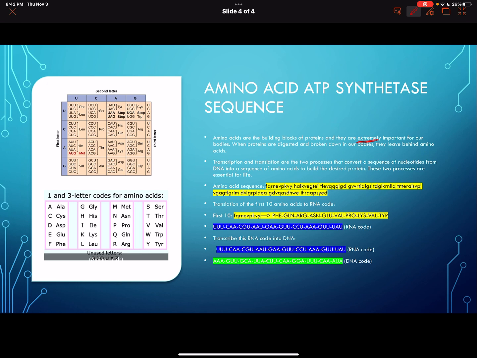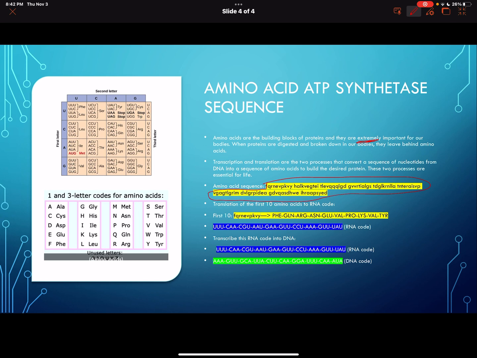Transcription and translation are the two processes that convert a sequence of nucleotides from DNA into a sequence of amino acids to build the desired protein. These two processes are essential for life. So, now that we know what transcription and translation are, we're going to learn how we can translate the first 10 amino acids of ATP synthase. So we want to look at the ATP synthase amino acid sequence, but we're only looking at the first 10.